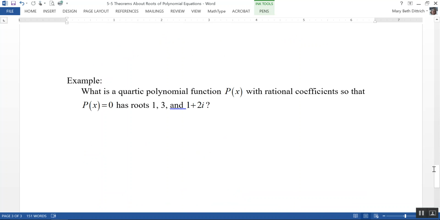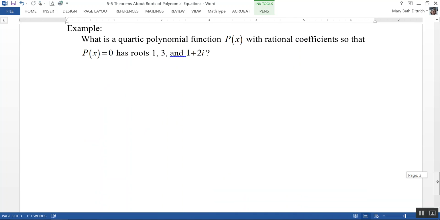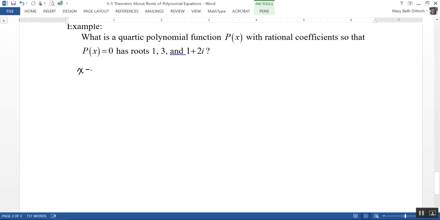What is a quartic polynomial function? In other words, this is going to be something that has an x to the 4th in it, with rational coefficients, so that p of x equals 0 has roots of 1, 3, and 1 plus 2i. So I know that one of my roots is going to be 1, one of my roots is going to be 3, one of my roots is going to be 1 plus 2i, and I know by the complex conjugate theorem that the other root has to be 1 minus 2i. So I actually need to come up with the polynomial. So I'm going to have to do a whole lot of multiplying here.